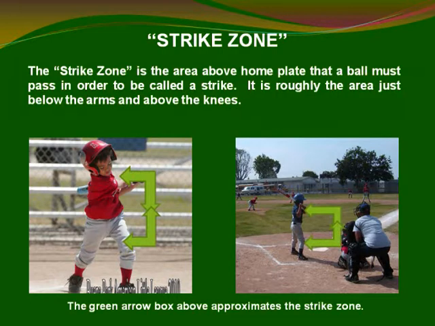The strike zone is the area above home plate that a ball must pass in order to be called a strike. It is roughly the area just below the arms and above the knees.